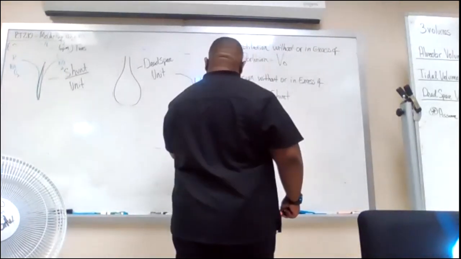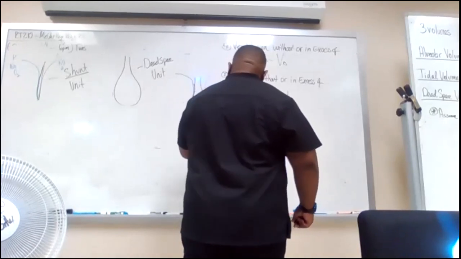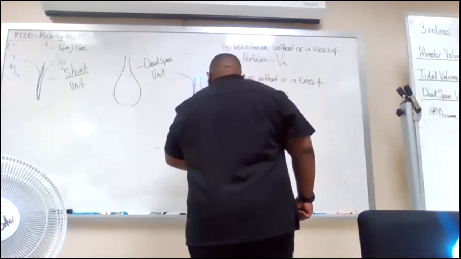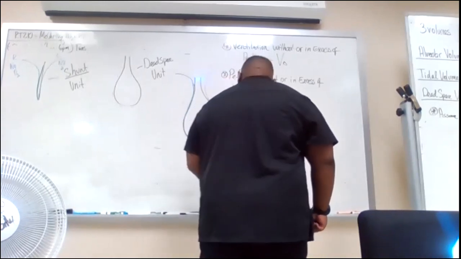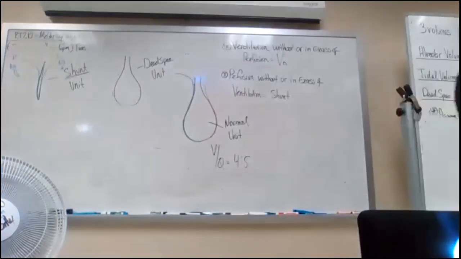This one here is called a normal unit. This would be a normal unit with about a VQ of 4 to 5. Normal, right? Good volume, good ventilation and good blood flow. That's what we want.